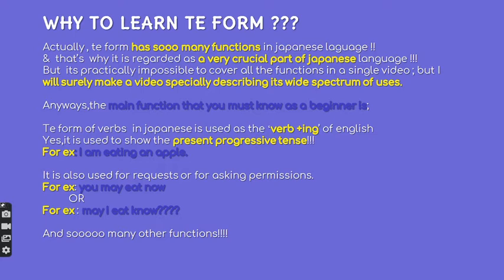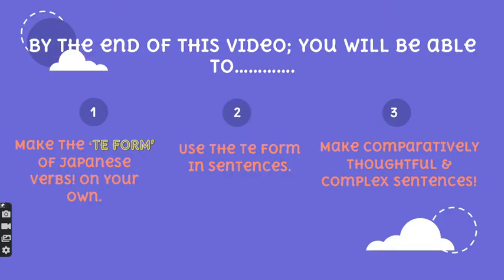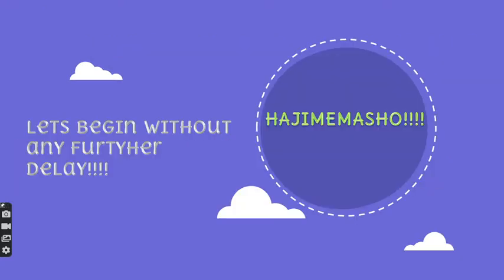So let's start for now. I've explained why to learn te form and what its functions are. By the end of this lesson, you will be able to make the te form of any Japanese verb. You will be able to use it in your own sentences and make comparatively tougher and more complex sentences. Okay, so let's begin. 始めましょう.